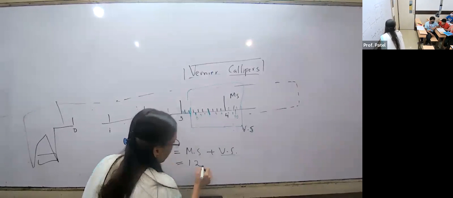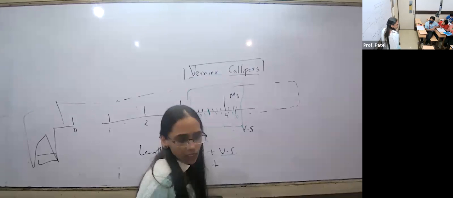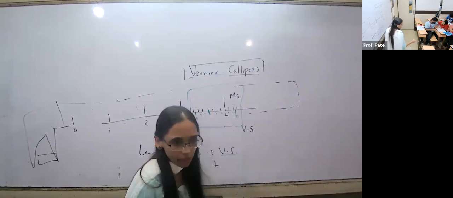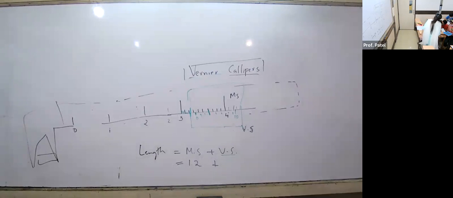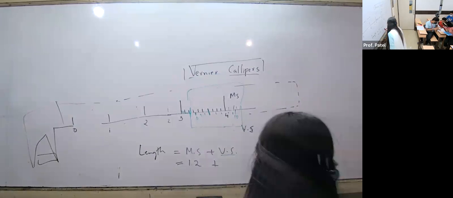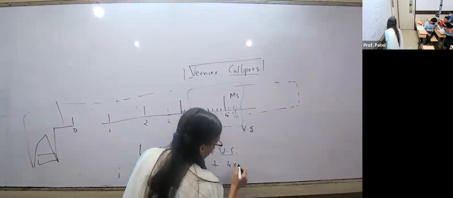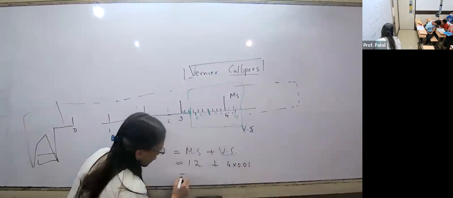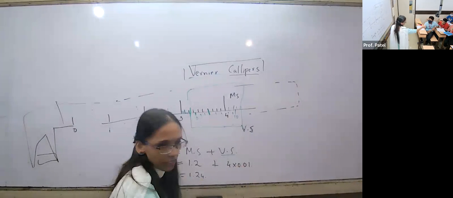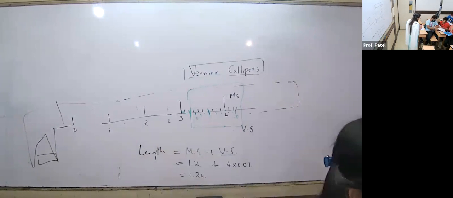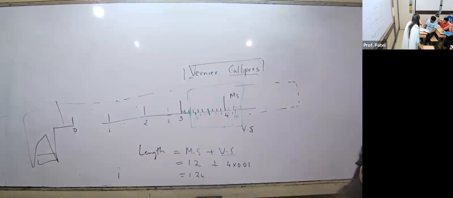And which vernier scale division is coinciding? Everybody says the 4th one. Are you sure the 4th one is coinciding? Is that the 4th vernier scale division? Okay. So, 4th one into 0.01. My answer is 1.24. You can turn back your page and see they are also giving 1.24 for an answer. I think that example is there for that.